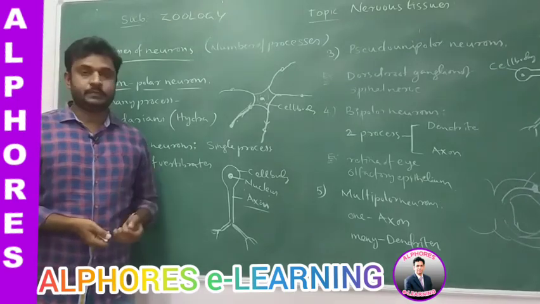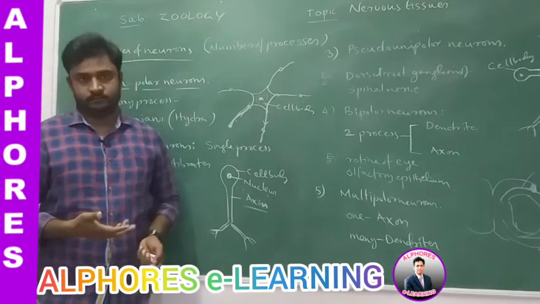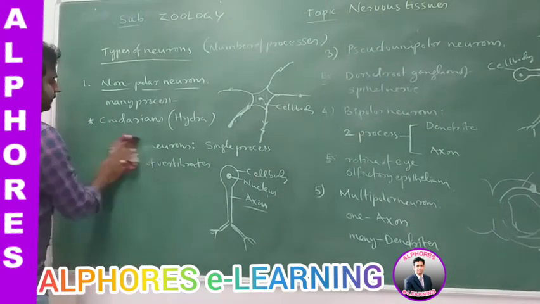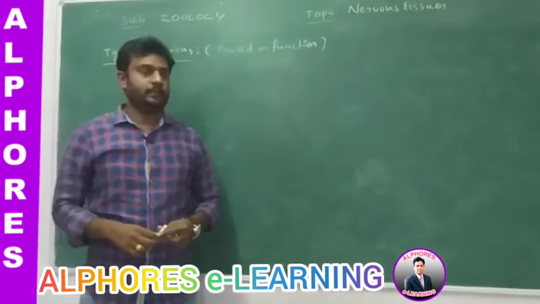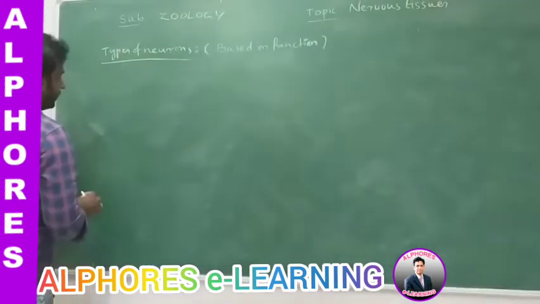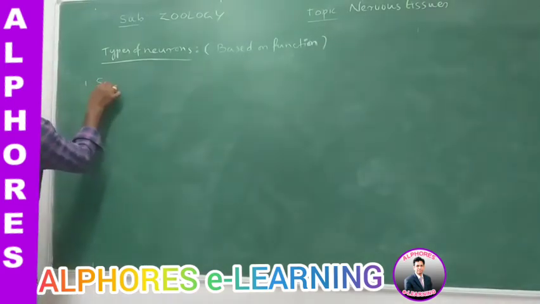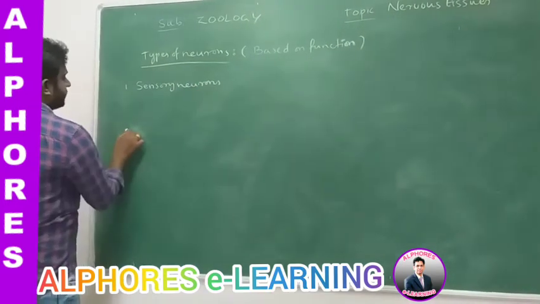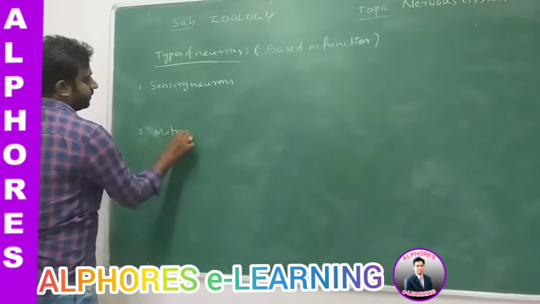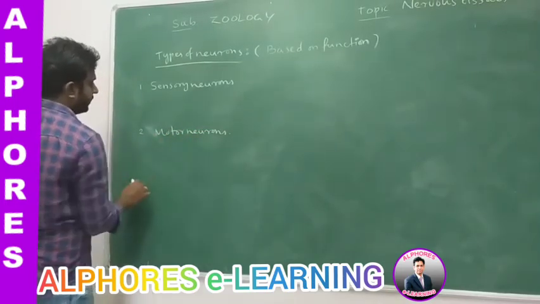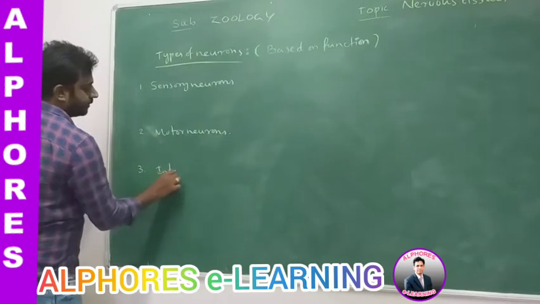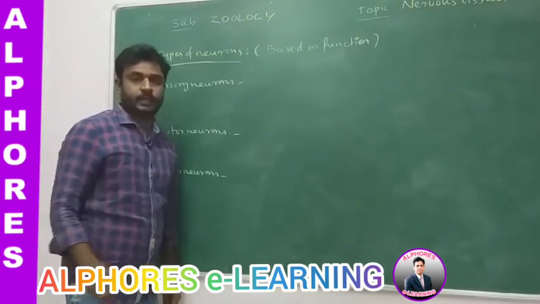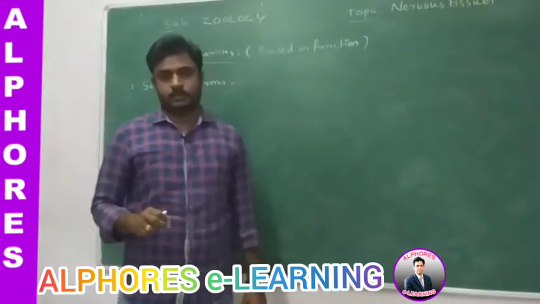Next, types of neurons based on their function. The previous classification was about the structure, like the processes present. Now, types of neurons based on function. Neurons are of 3 types: sensory neurons, motor neurons and interneurons. These 3 types of neurons are present in human beings and animals.